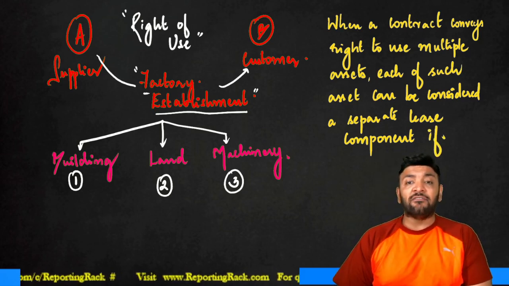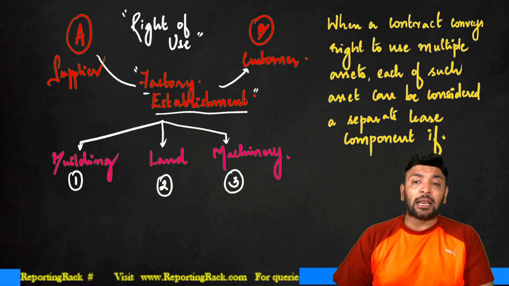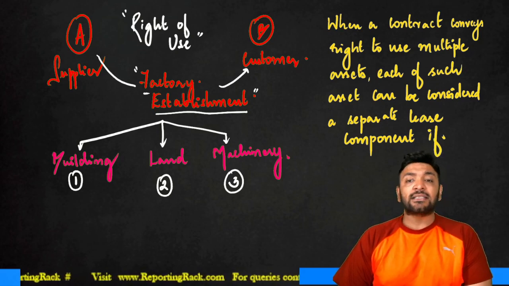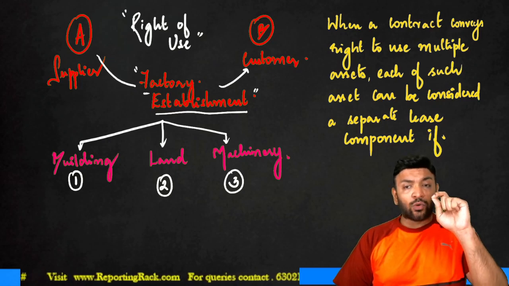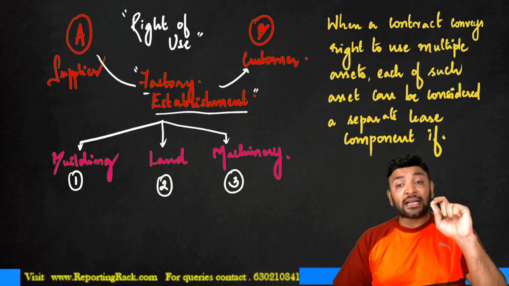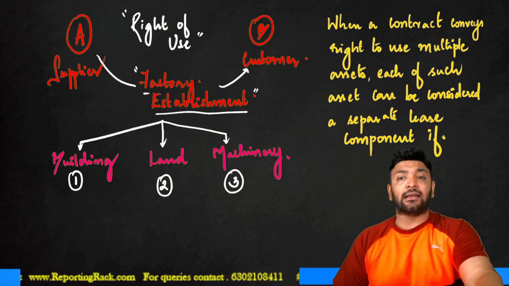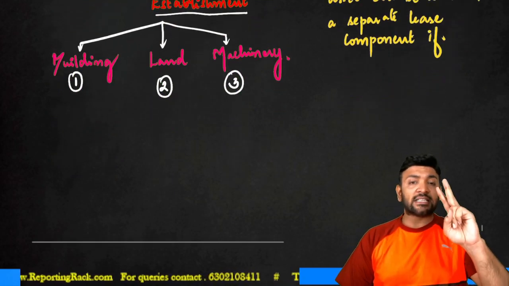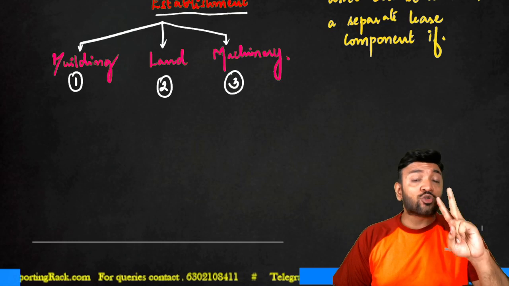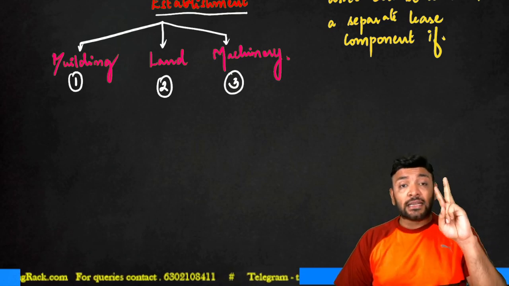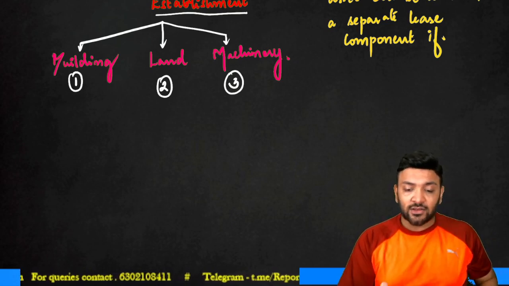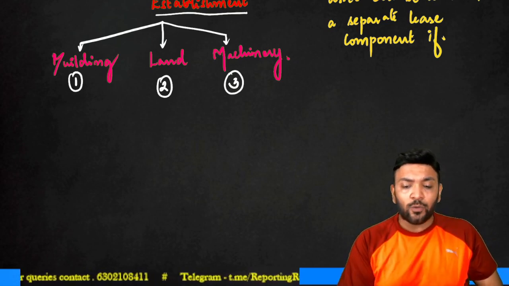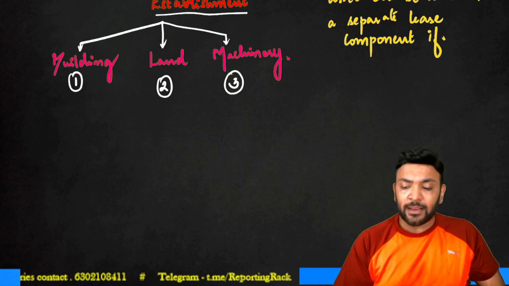the contract conveys a right to use multiple assets, then each of such assets included in the contract can be considered as a separate asset if two conditions are satisfied. These two conditions are not new to us. We did look at these conditions earlier under lease of low value assets. What are those two conditions? Can you let me know? If you remember, please tell me.